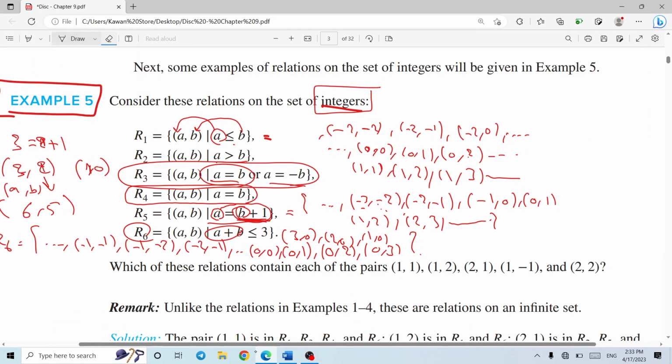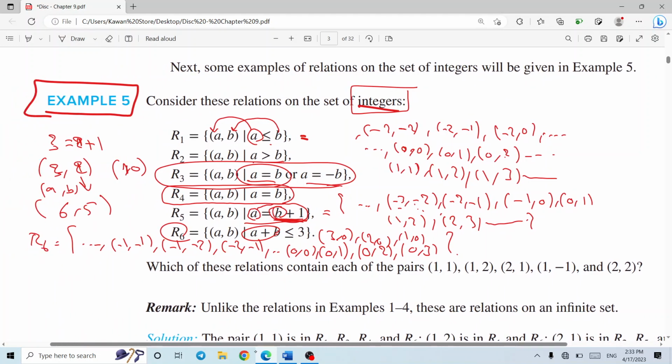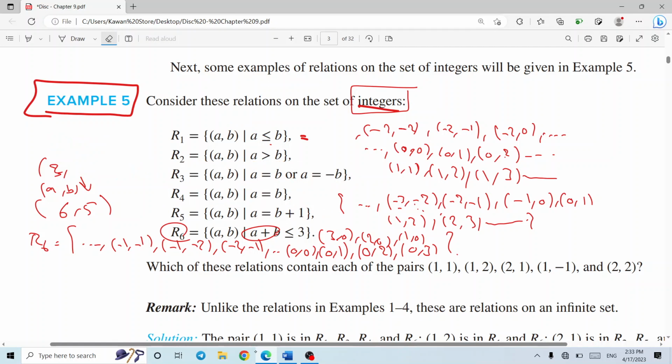Example number 5. Which one is symmetry and which one is not? Let me clear everything here. It's like a game. If you understand, you can answer. R1 is symmetry? Of course no. R2? 1 is greater than 2, but I don't have a 1 and 2. I have a 2 and 1, but I don't have a 1 and 2, so no.